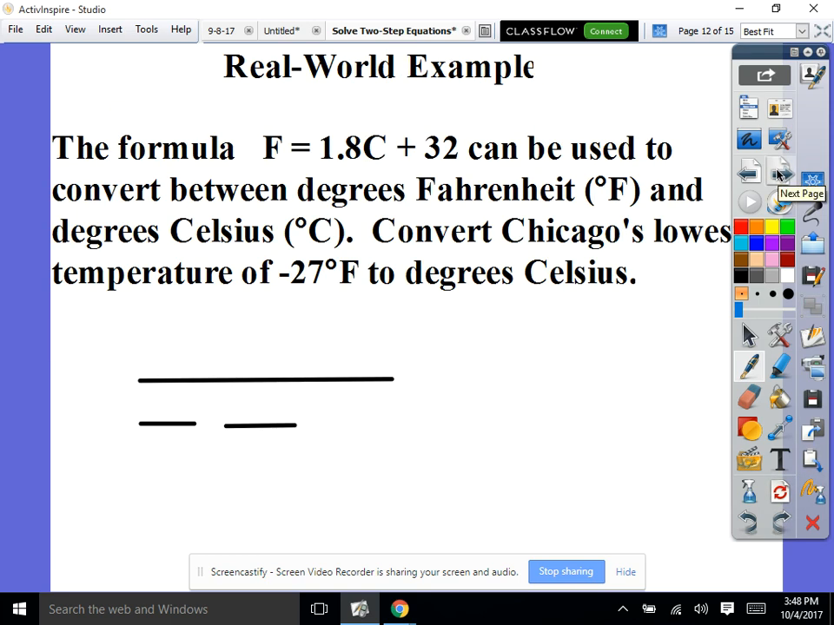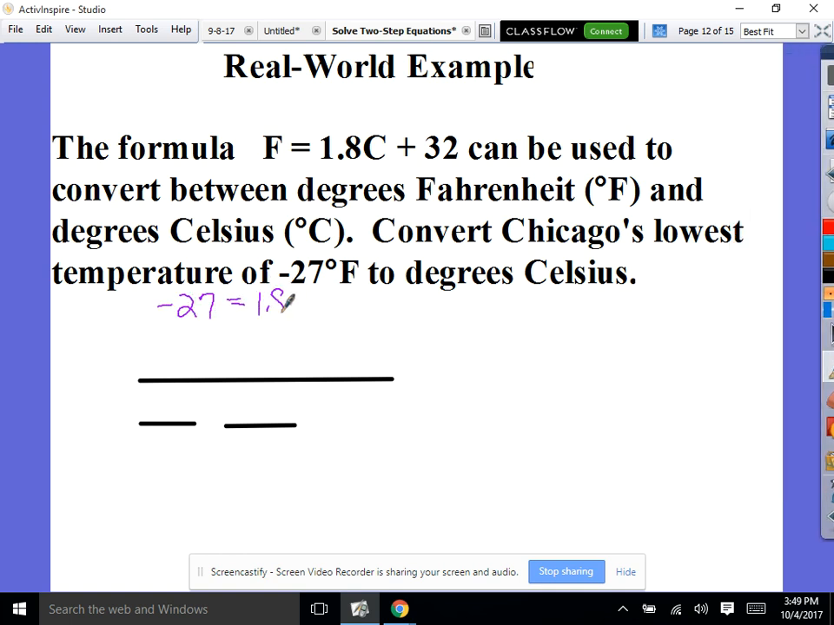Let's do a real world example. The formula F equals 1.8C plus 32 can be used to convert between degrees Fahrenheit and degrees Celsius. Convert Chicago's lowest temperature of negative 27 Fahrenheit to degrees Celsius. So Fahrenheit will be negative 27 equals 1.8 C plus 32. Box in your terms. Subtract 32.